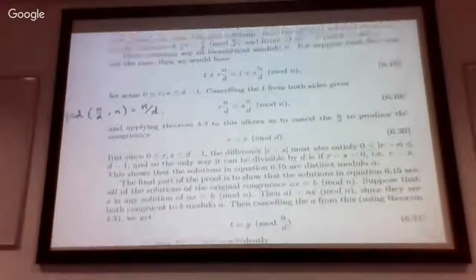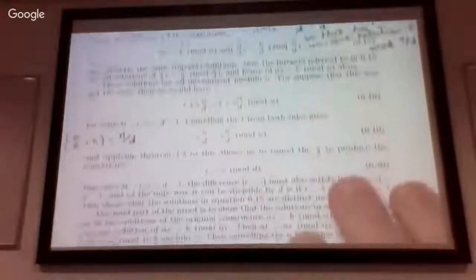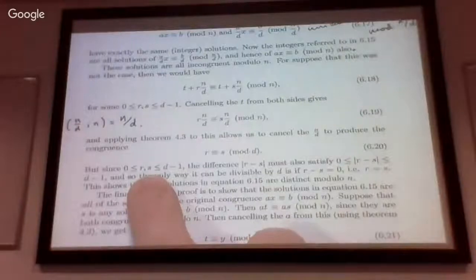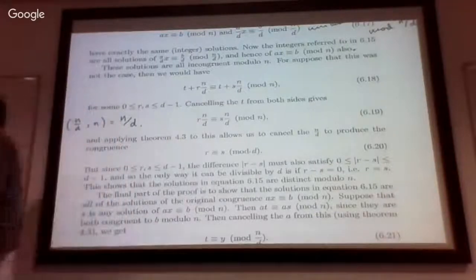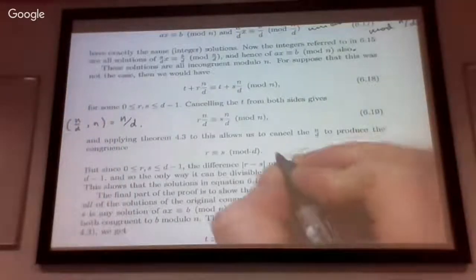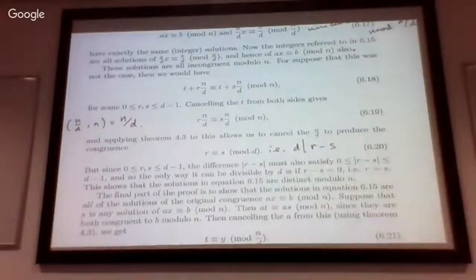This index I at the top, which ran from 0 to d minus 1. So R and S are between 0 and d minus 1. Now, what does it mean to say that R and S are congruent modulo d? That means that d divides the difference R minus S. It's the meaning of congruence.